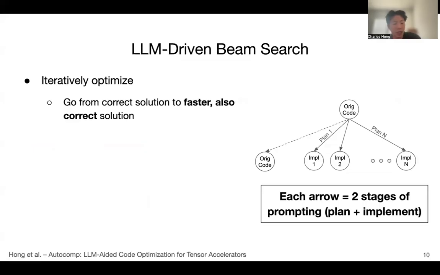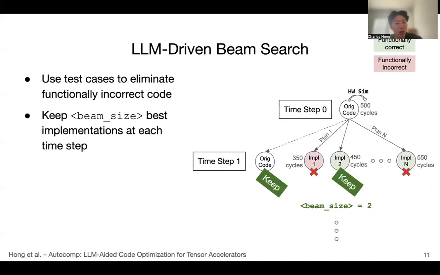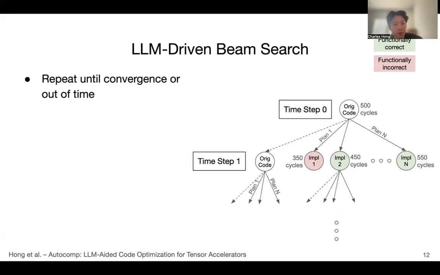This ends up looking like a beam search where we iteratively optimize and keep moving from a correct solution to another, faster, but also correct solution. Along the way, we use test cases running in hardware simulation to eliminate functionally incorrect code and keep a certain number of the best implementations at every step. We repeat this for many iterations, usually 10 to 15 in our experience, until we run out of time.